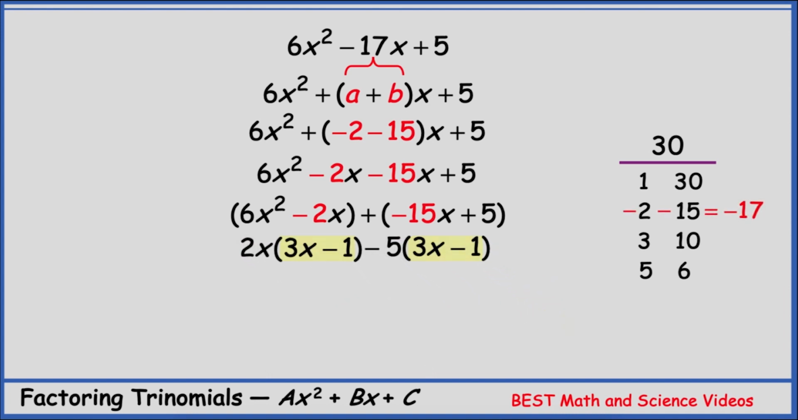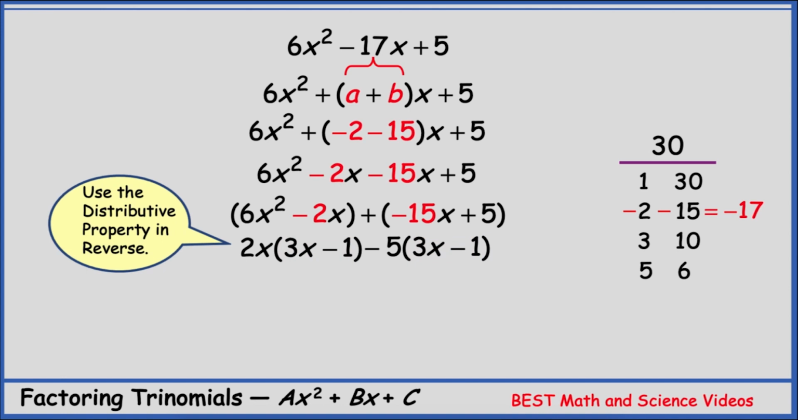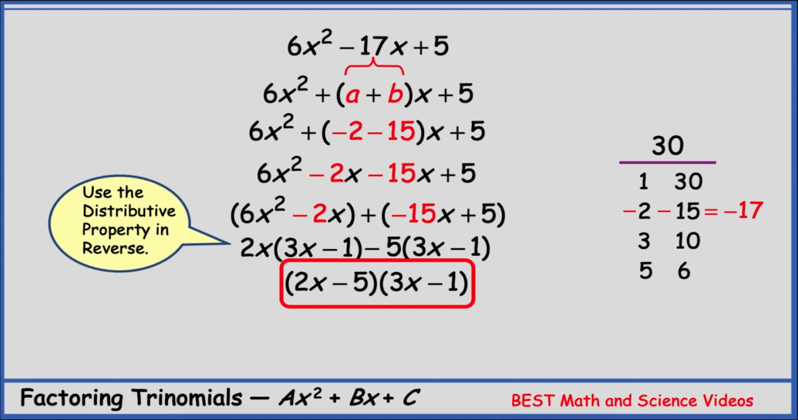Now, since the terms in the parentheses are the same, you can use the distributive property in reverse, and the expression becomes 2x minus 5 times 3x minus 1. And this is the factored form of the expression. If you multiply this out, you will get the original trinomial.